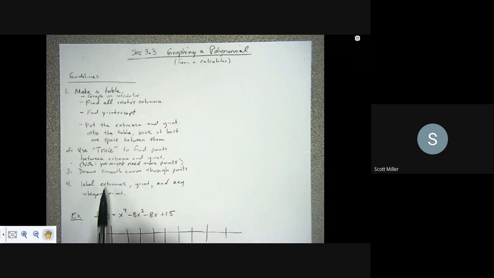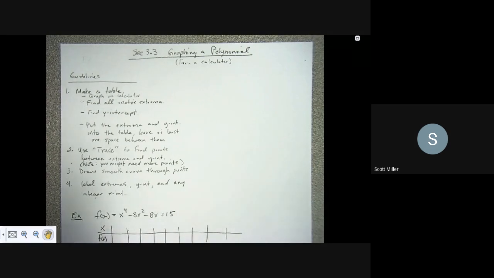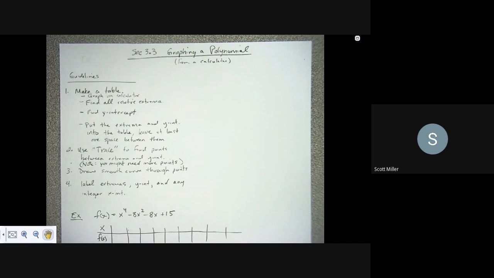And then the end product is we want to make sure we label our extremas and the y-intercept and any x-intercept that is an integer. If it's a fraction in between or something like that, you don't necessarily need to label those. I'm not too concerned about those at this point for the graphing aspect. But if it does land on an integer, it'd be nice for us to know that right off the get. So here's an example we're going to do.